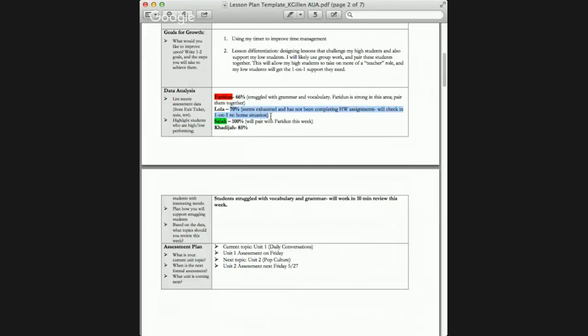And maybe she's a good student to pull aside for a one-on-one check-in and be like, hey, is everything okay? I noticed that you seem tired. Let me know what I can do to help. Or if you need help with your homework assignments, I'm happy to schedule a one-on-one meeting. So, it's just a great place to collect your thoughts about your students.